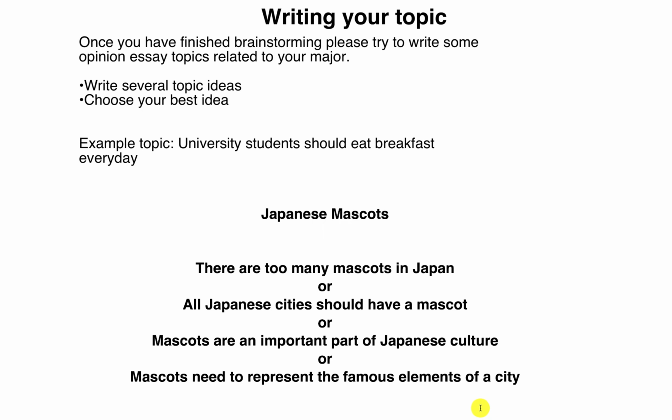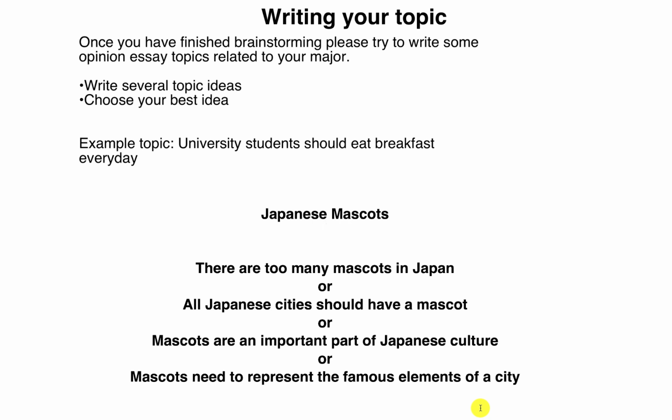So on the next page of your PDF file, you need to change your topic into an opinion. And I've come up with a few different opinions here. For example, there are too many mascots in Japan. All Japanese cities should have a mascot. Mascots are an important part of Japanese culture, and mascots need to represent the famous elements of a city. So I've come up with both positive and negative opinions.